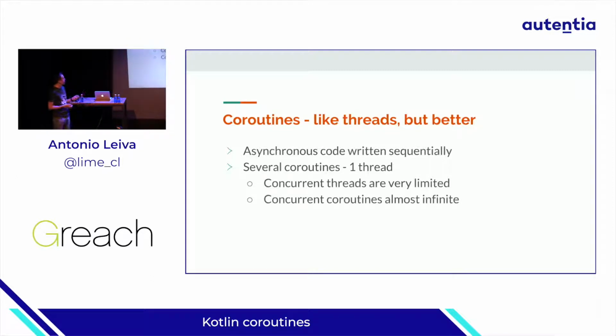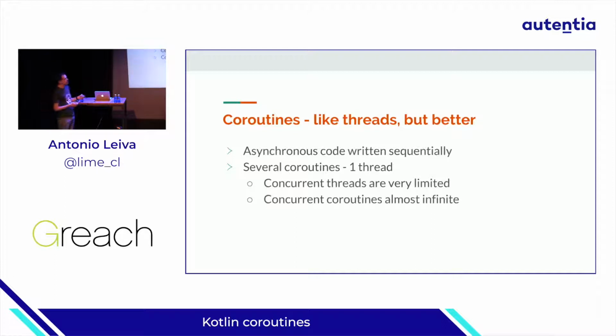Coroutines, in the end, allow us to write asynchronous code sequentially, so that we can use the result of one call in the next one without having to wait for callbacks and all that. At least the code we write could be sequential, even if we are doing background tasks to get that code. So that's one of the things that coroutines have.